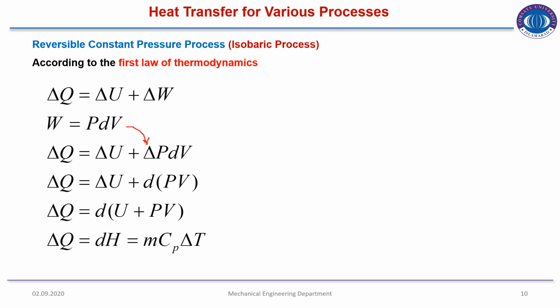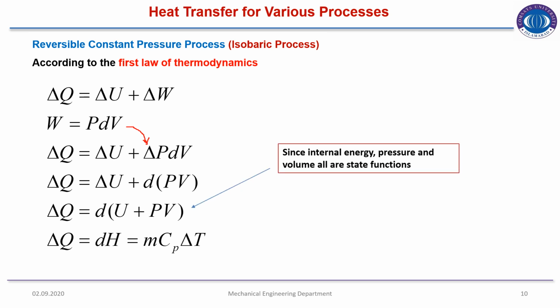dQ is equal to dU plus d(PV), as U and PV both are state functions, properties of the system. Therefore, the differential sign can be taken outside. The change in energy is equal to the change in internal energy plus the change in pressure times volume. So dQ is equal to dH, where capital H is the enthalpy.